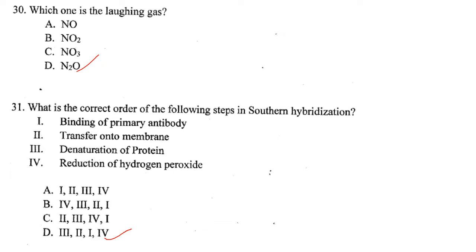Which is the correct order of the following steps in southern hybridization? Binding of primary antibody, transfer onto membrane, denaturation of proteins, reduction of hydrogen peroxide. So the first step will be denaturation of protein. So D3. Then transfer onto membrane. So 2. Then binding of primary antibody and reduction of hydrogen peroxide. So the answer will be option D, that is 3, 2, 1 and 4.